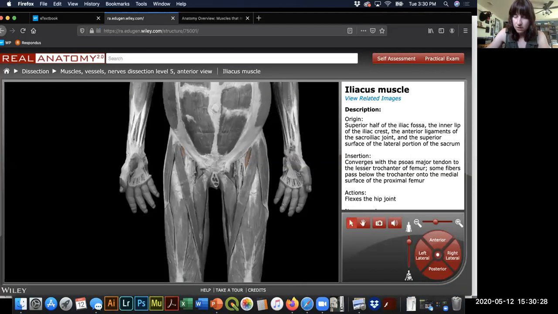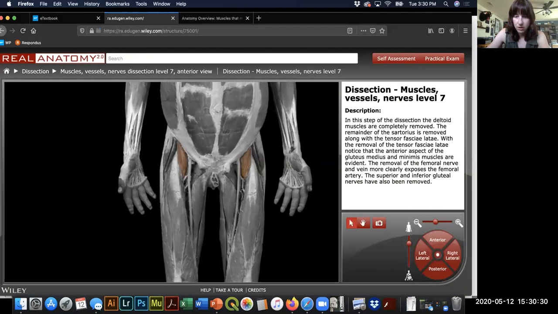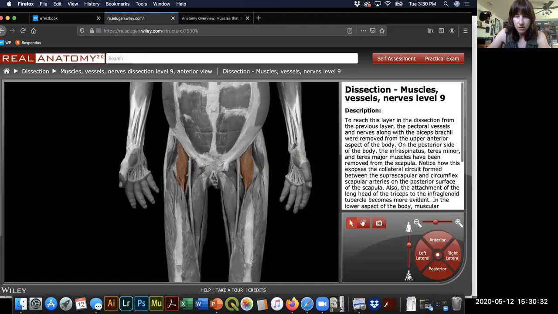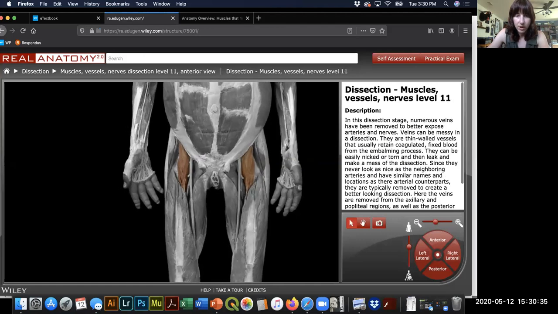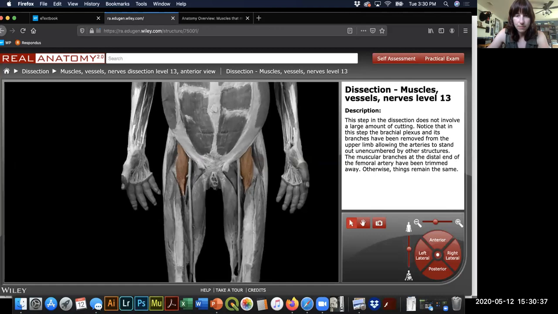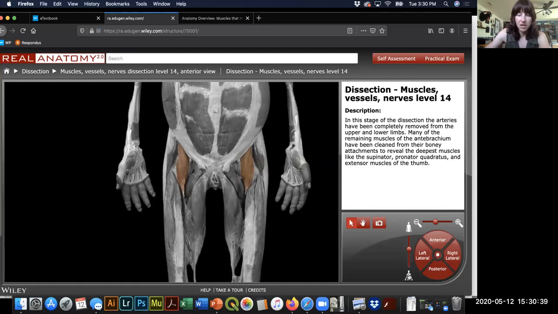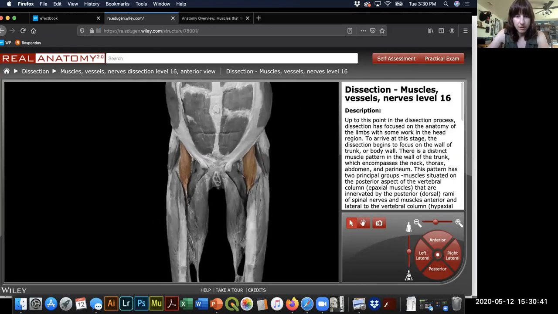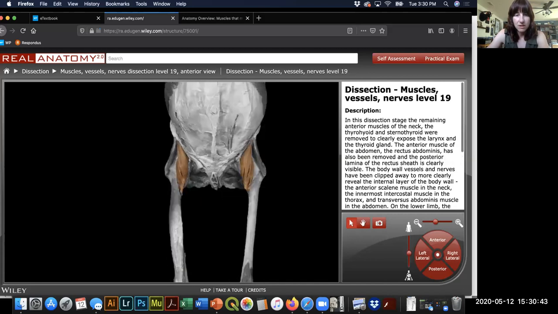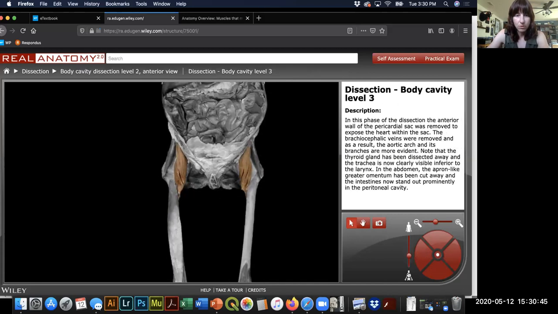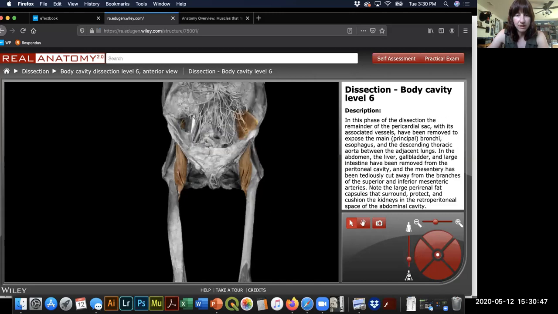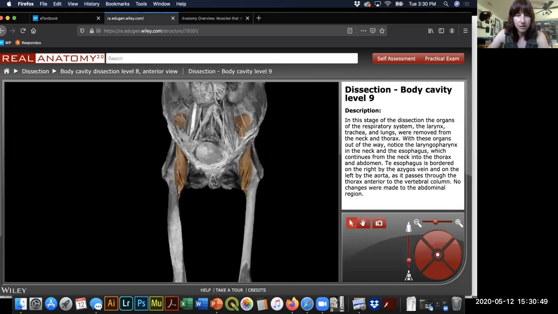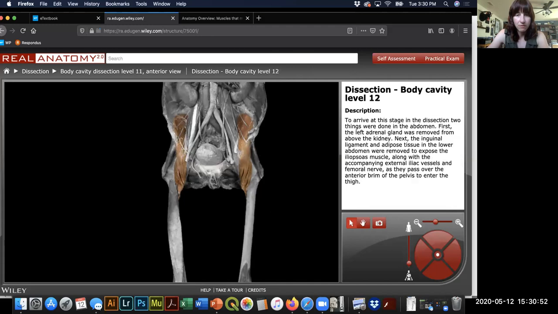Okay. But if you dissect away everybody else, you start to see where that Iliopsoas muscle inserts and originates, which is way deep inside of the pelvis. If you dissect away enough, you can find it. And there it is. Pretty awesome.